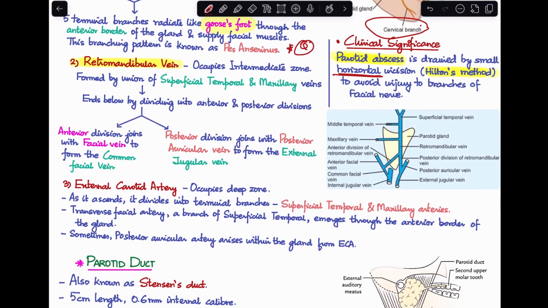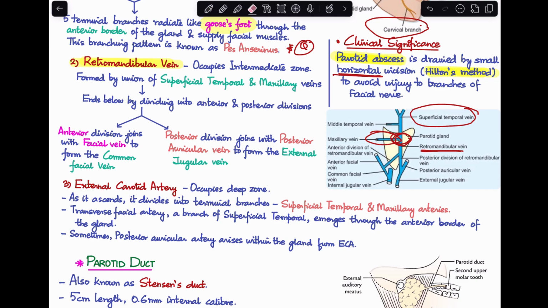Next structure is the retromandibular vein. Now, the retromandibular vein is the middle structure lying in between the facial nerve and the external carotid artery. Now, let's look at the image on the right side. This is the retromandibular vein. Now, the retromandibular vein is formed by the union of two veins. And these veins are the superficial temporal vein and the maxillary vein. So, you can see here is where it forms the retromandibular vein.